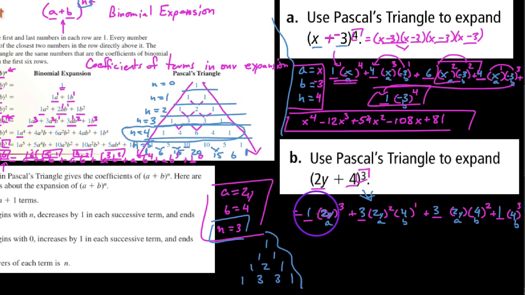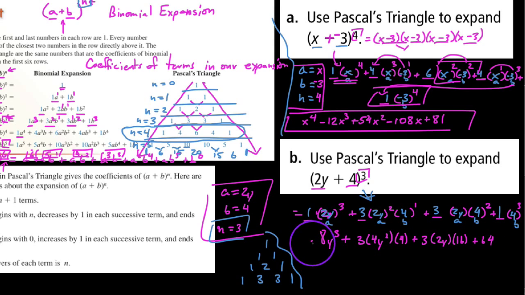So I would say 1 times 2y to the third power. 2y to the third power, that would be 2y times 2y times 2y. We would get 8y cubed. Here we would get 3. Now I'm going to take my time on this one. 3 times 2y squared would be 3 times 4y squared times that 4 that you see right there. Plus 3 times 2y times 16. And then plus 4 to the third power, which is 64.